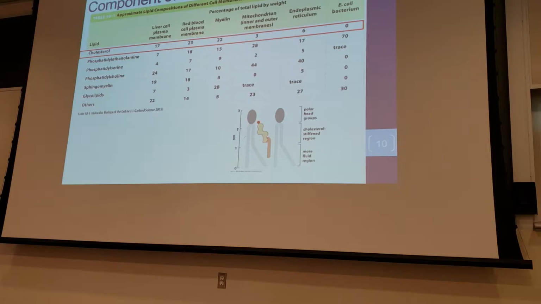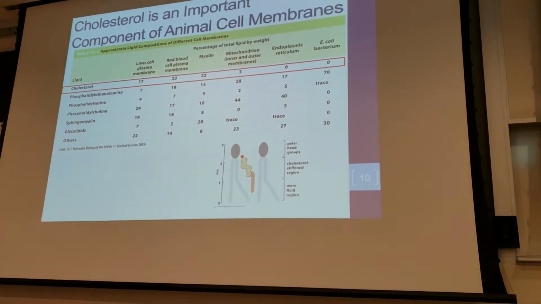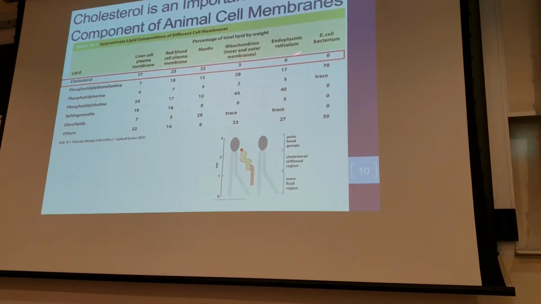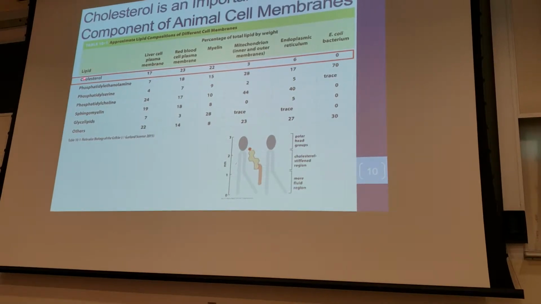So here we have a couple different cells. Liver cell, red blood cell, the myelin sheath that wraps around the nerve cells, and then there's some intracellular compartments, and here an example of a bacterium. And you can see that cholesterol makes up, in these different cells or cell compartments, quite different amounts of the membranes that make up these organisms, or that make up these cells or compartments.